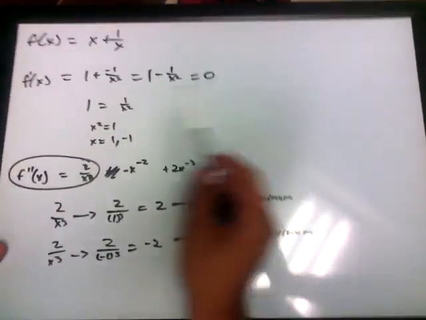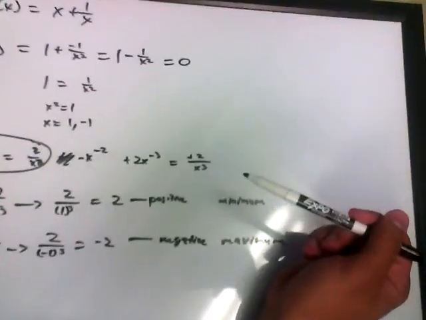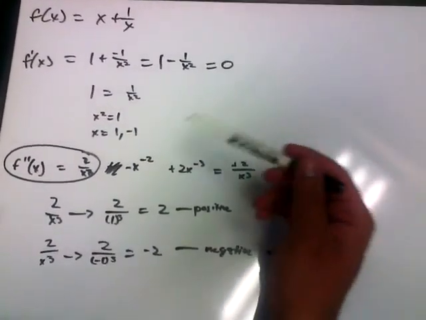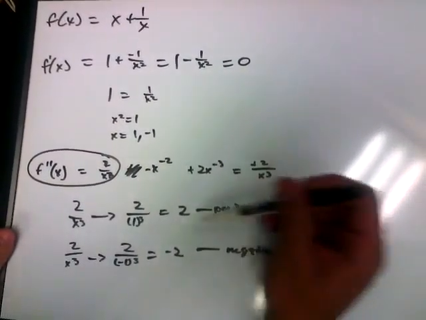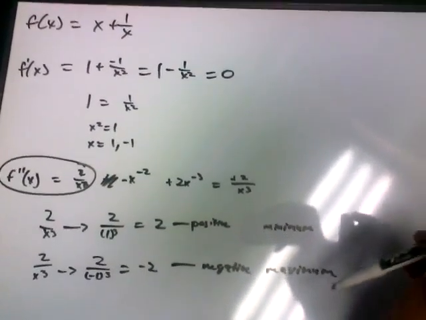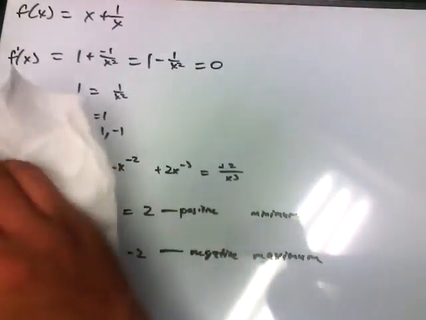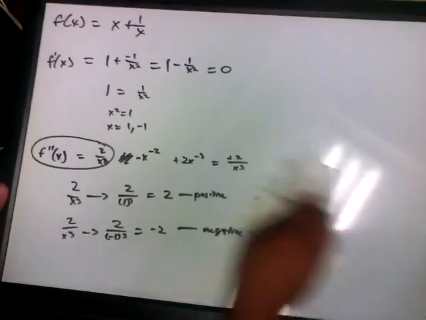So the critical points for f of x are 1 and negative 1, and x equals 1 is a local minimum, and x equals negative 1 is a local maximum. These are both local mins and maxes. Alright, so that's the first problem. Now the next part I'm going to do is I'm going to find the limit of a function.